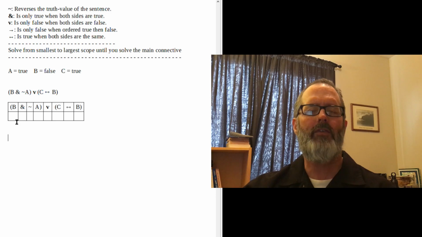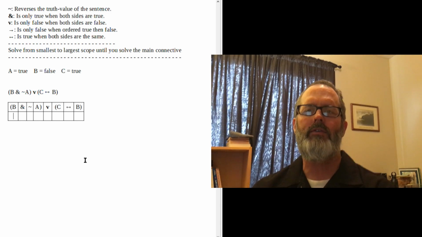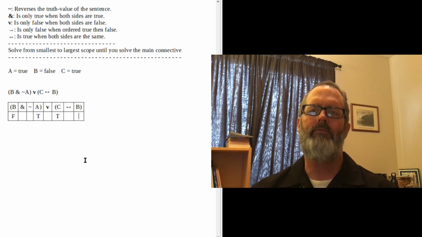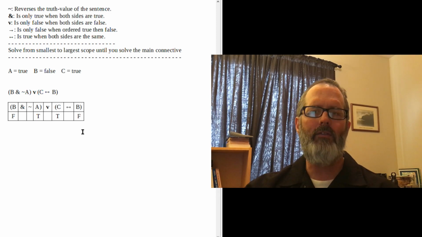So what do we do? We first fill in the values of the basic sentence letters. According to our dictionary, B is false, A is true, C is true, B is false. Simply fill in those values. Now, I'm looking for the next largest scope. I'm going from smallest to largest scope. What do I see? I can fill in this negation right away because it only affects A. These other values affect larger scopes. The A is only simply negated here.